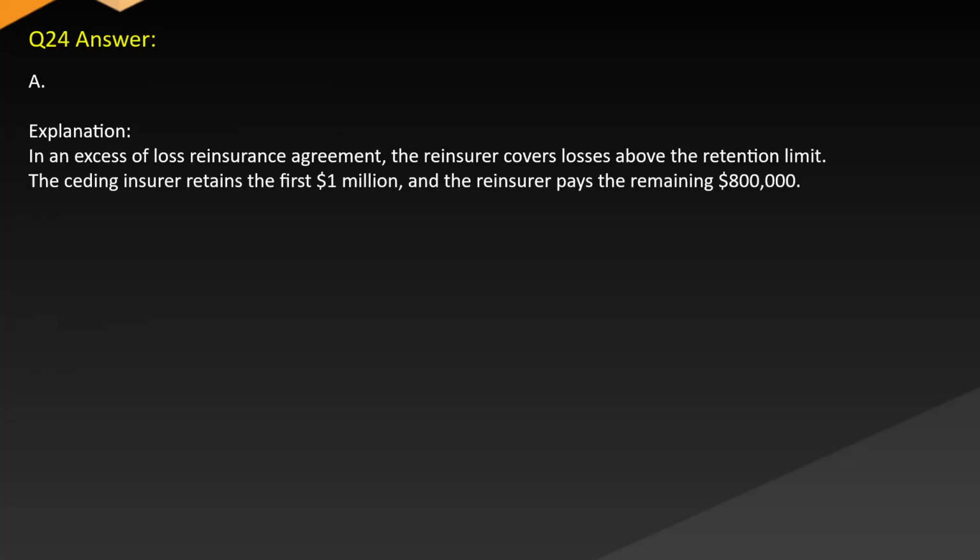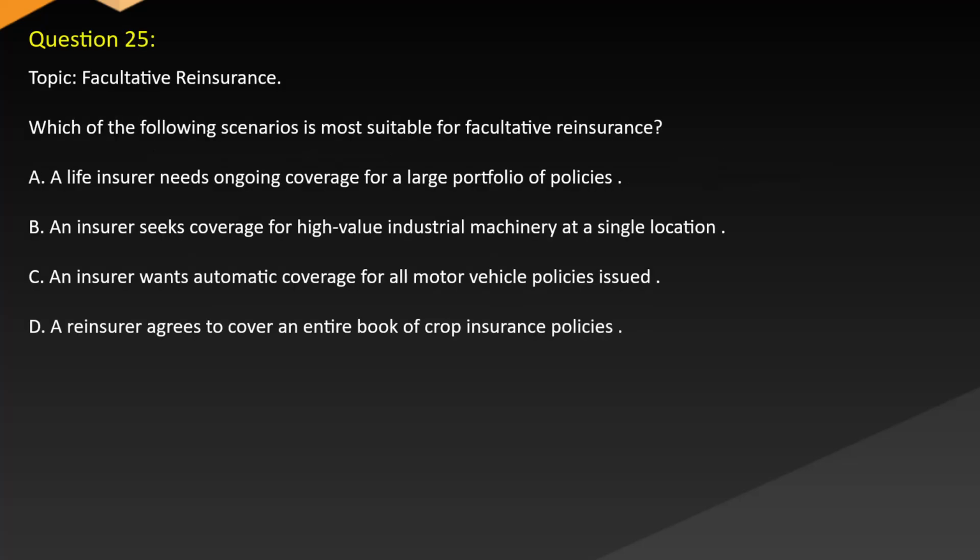Answer A. Explanation. In an excess of loss reinsurance agreement, the reinsurer covers losses above the retention limit. The ceding insurer retains the first $1 million and the reinsurer pays the remaining $800,000. Question 25. Topic: Facultative reinsurance. Which of the following scenarios is most suitable for facultative reinsurance? A. A life insurer needs ongoing coverage for a large portfolio of policies. B. An insurer seeks coverage for high-value industrial machinery at a single location.